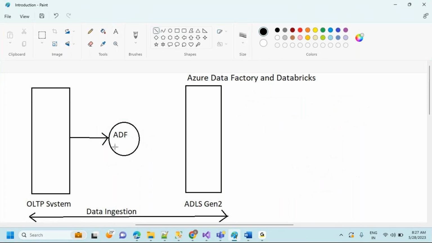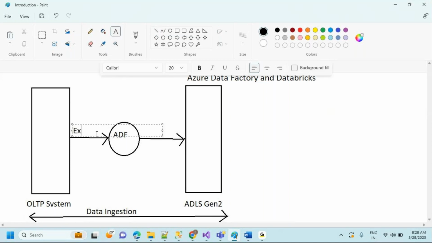So Azure Data Factory is used to extract the data from the business system and load the data into Azure Data Lake Storage Gen 2. We are extracting and then we are going to load the data. Extraction and loading. Why do we need to load the data without doing transformation?